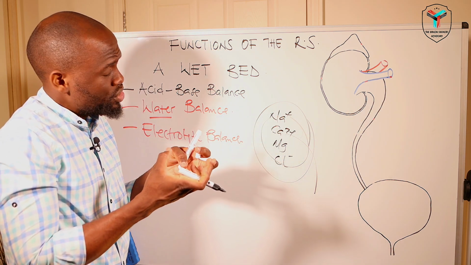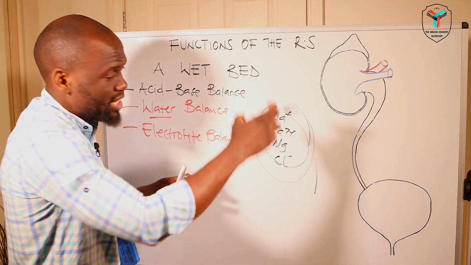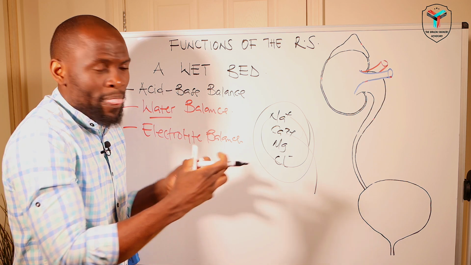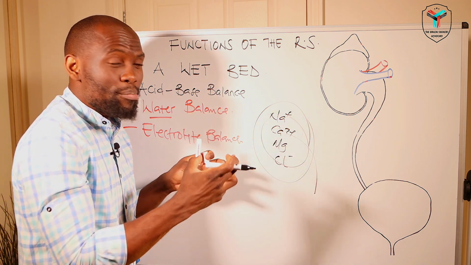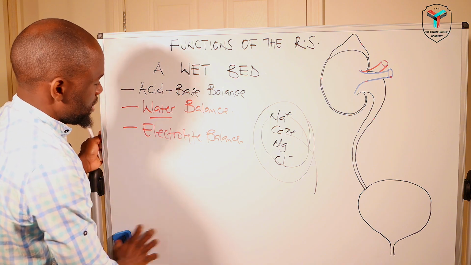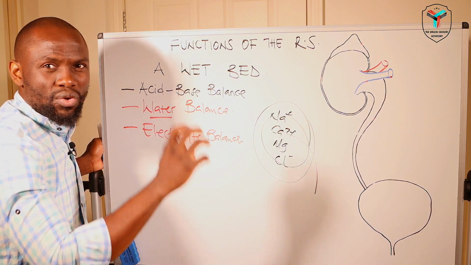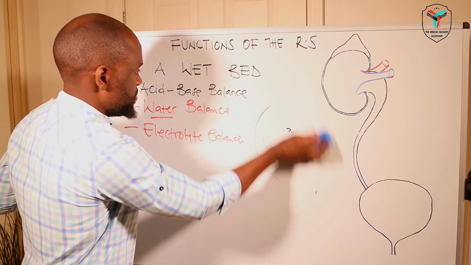The majority of them will still be reabsorbed, especially in the ascending loop of Henle. That is where they are more absorbed, because it is more permeable to electrolytes than it is to water. So it maintains the levels of these electrolytes within your circulatory system as well.